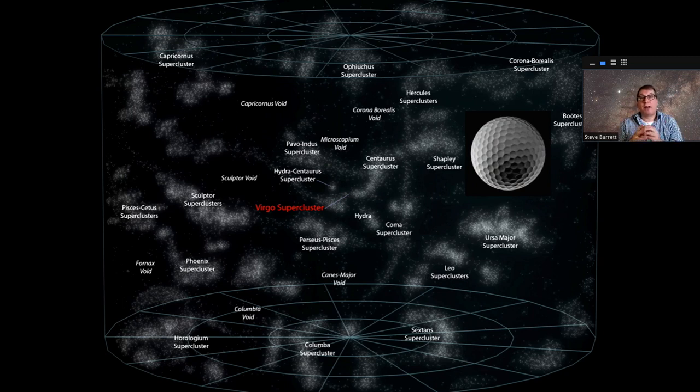And all of that, the dense regions of superclusters, the voids where there's very little going on, all of that is the result of the tiny fluctuations in density that we saw in the original golf ball, and we also see imprinted on the cosmic microwave background.